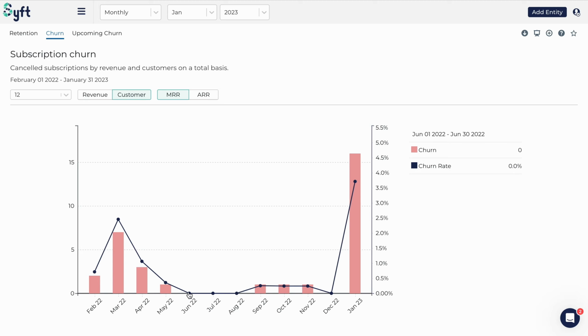You can see here we had 0 churn rates in June, July, and August, and that's definitely what you're working towards. So you want to try and remove these spikes to make sure that you're retaining your customers that you've worked so hard to obtain.